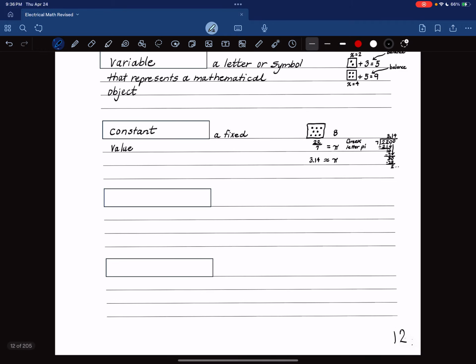And then the last term is really a process that I need to be able to use, and I need you to understand what distribution is. Distribution is the process of multiplying one term by all other terms in a group.